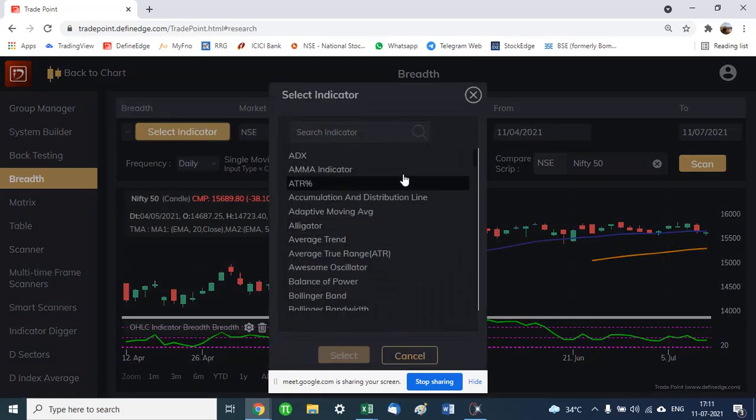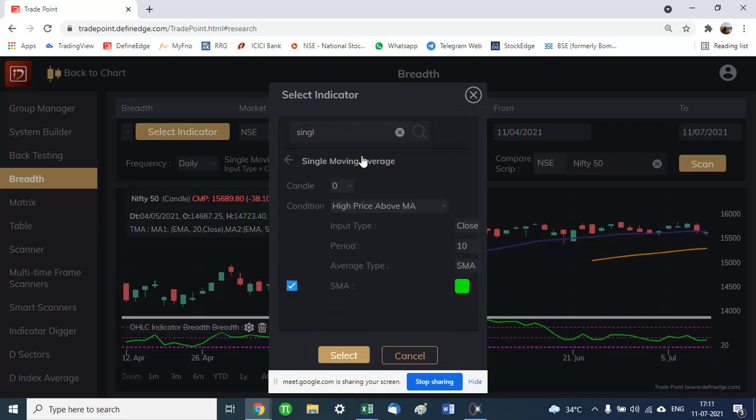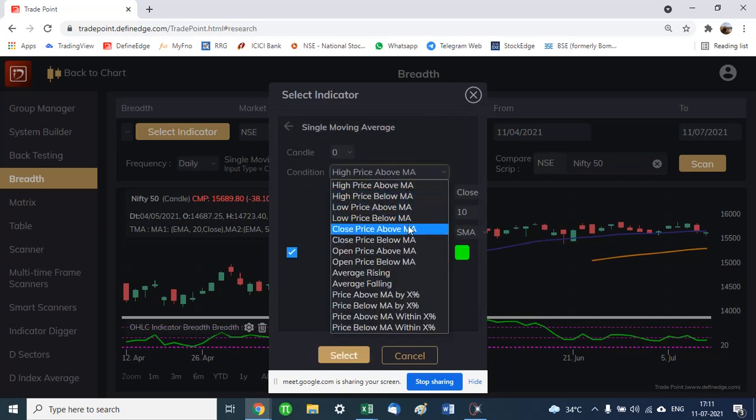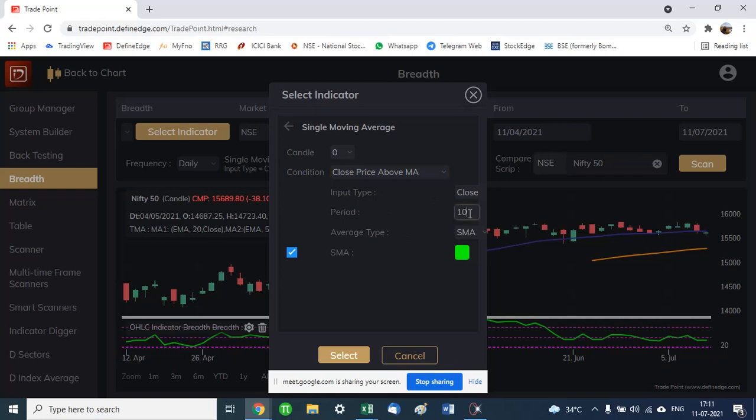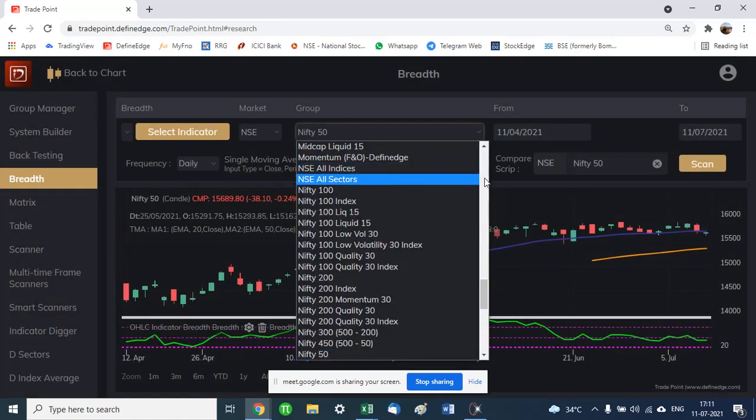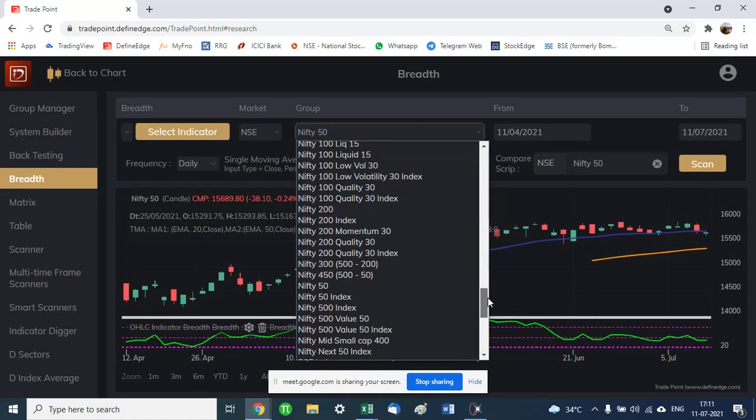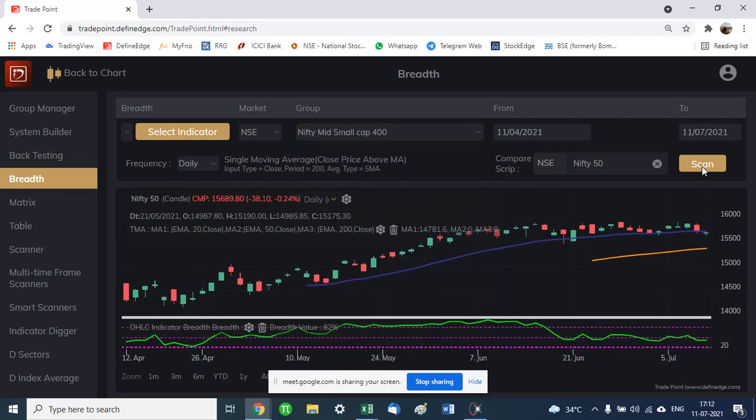For example, I was just checking how many stocks in the Nifty mid and small cap are trading above their 200-day moving average. Because we are in a bull market, all the stocks have run up a lot, so most of them would be above the 200-day moving average. I just wanted to check numerically what percentage that is. So I selected the 200-day moving average here. In the group, I selected Nifty mid and small cap 400, and I ran the scan.